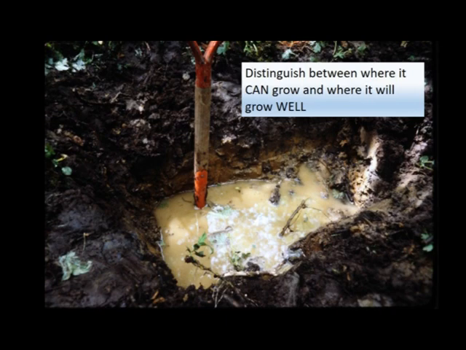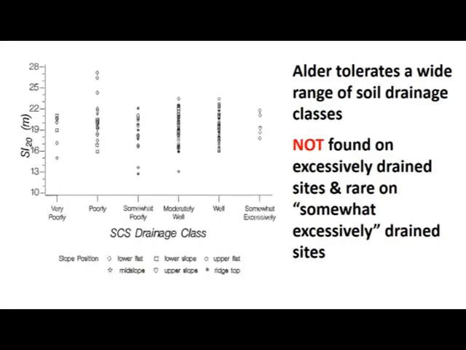So sometimes people say, oh, alder, it prefers the wetter sites. Well, it doesn't prefer the wetter sites, but it can tolerate some poor drainage. So the Soil Conservation Service has divided soils into 7 drainage classes, going from very poorly drained to excessively drained. The excessively drained would be out here, but we never found any alder sites on excessively drained soils. So if you have the somewhat excessively drained, it's not one of the better sites.